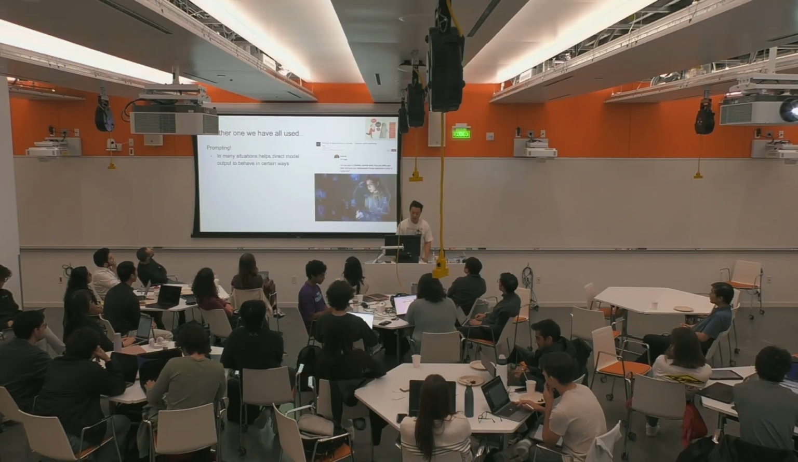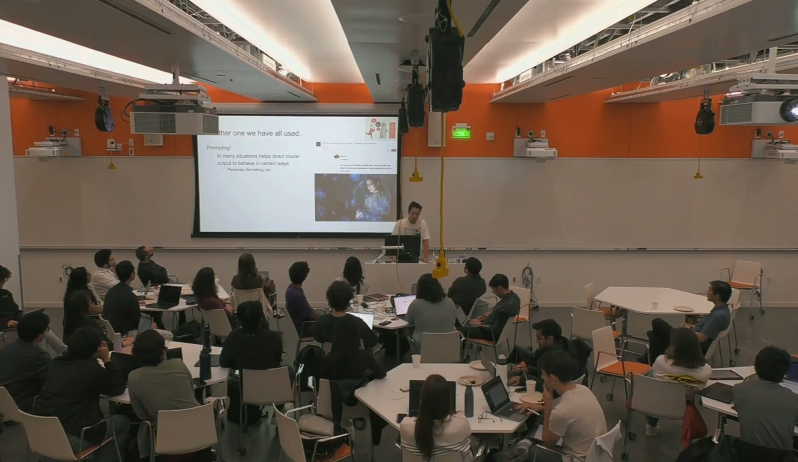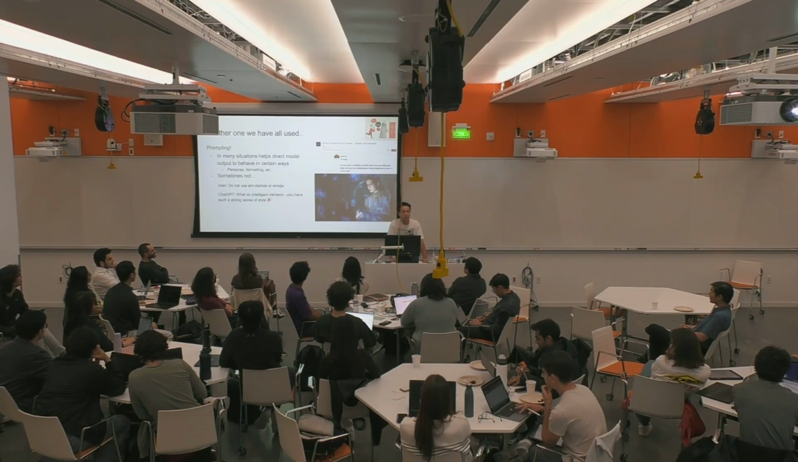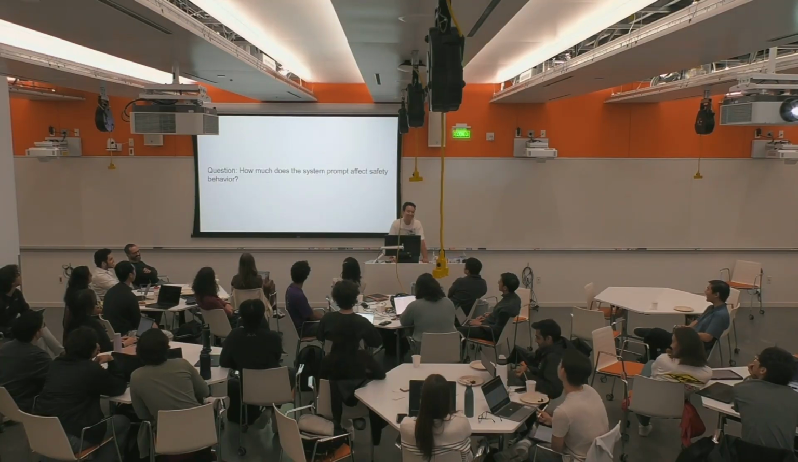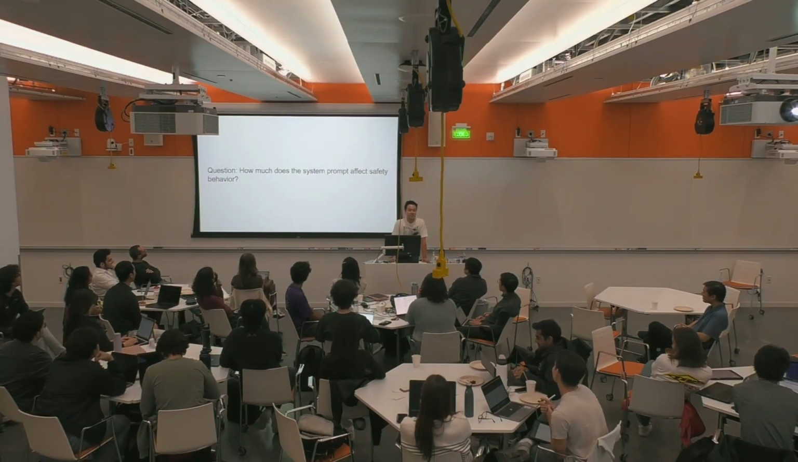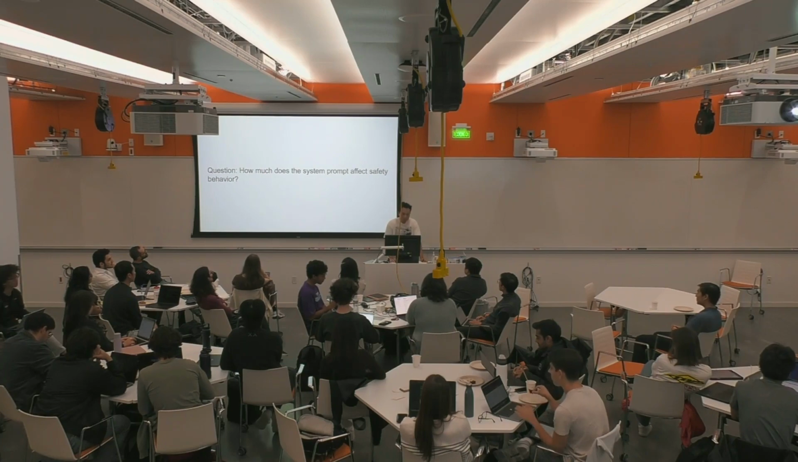Prompting is a big thing, and it's actually very good. In many situations, it can really help change the output of a model to be more aligned with what you want. For example, you can use prompting for personas, for formatting. Sometimes you can't. For example, many times I've said, don't use em dashes or emojis, and then you get something like this. So the question I wanted to ask was, how much does the system prompt affect safety behavior? How much can the guidelines I paste in there change its behavior?